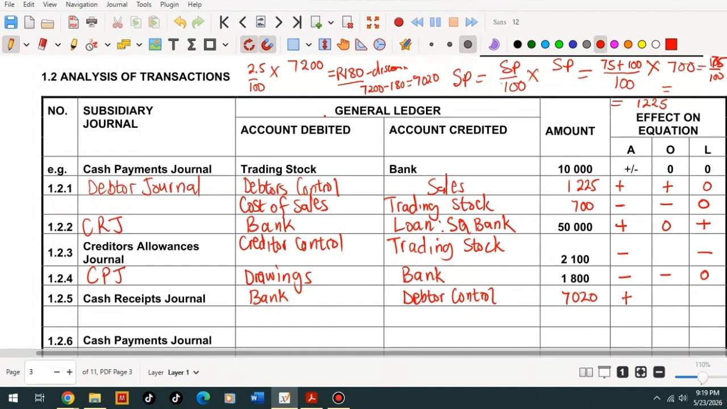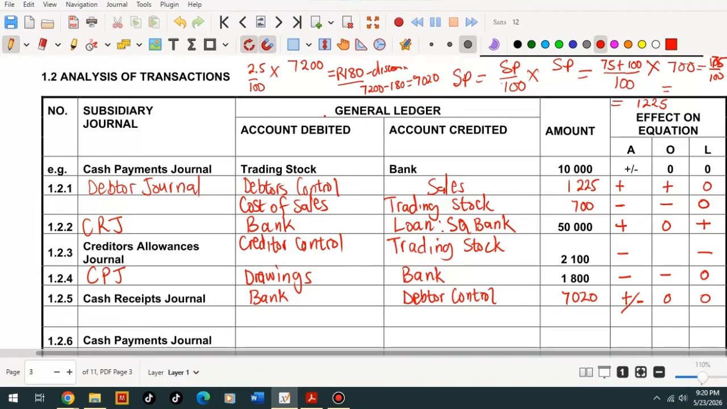So how does it affect assets? Assets increase when the business receives cash. However, the other asset we are talking about here, debtors control, is decreasing. Debtors control is an asset. So when the debtor pays, debtors control decreases. Both are assets. So there is no effect on liabilities or owner's equity.